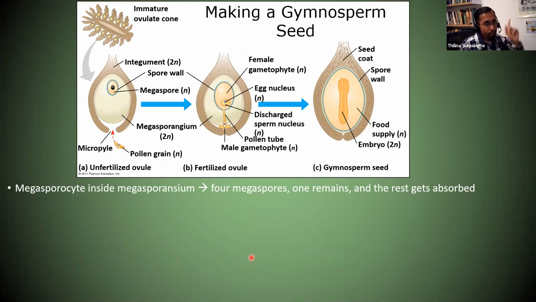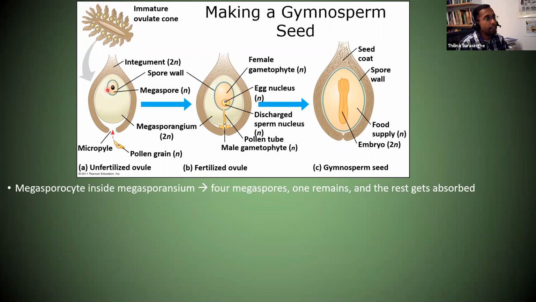Now, it's important to understand this part of the life cycle very carefully. Starting from this particular picture, what you're looking at is a mature but unfertilized ovule ready to accept pollen grains. So you get the integument. Again, think about where this is coming from. This is the female cone, still attached to the female sporophyte, right?